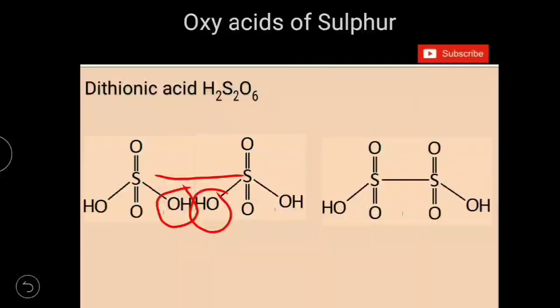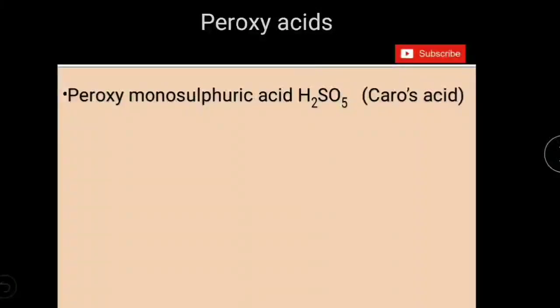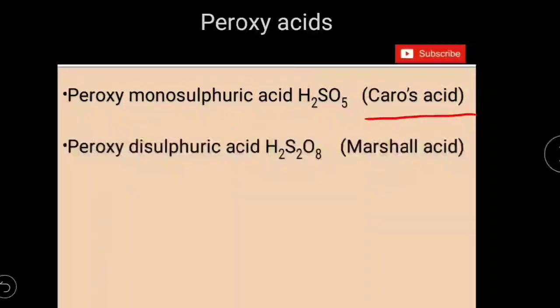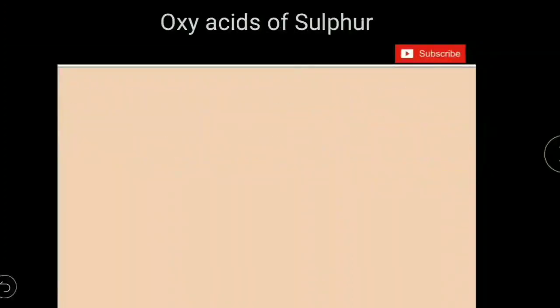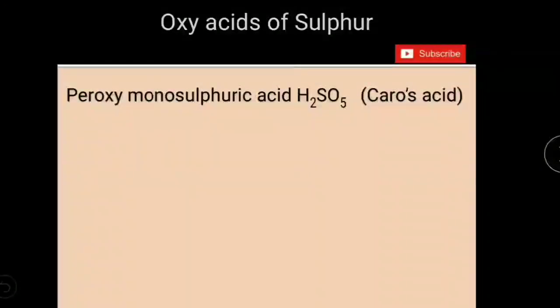Come to peroxy acids of sulfur. Peroxymonosulfuric acid H2SO5, called as Caro's acid. Peroxydisulfuric acid H2S2O8, also called as Marshall's acid. Let's see the structure of peroxymonosulfuric acid. Both the peroxy acids of sulfur can be considered as derivatives of hydrogen peroxide. Hydrogen peroxide has 2 OH groups like this, bonded to each other by single bond.